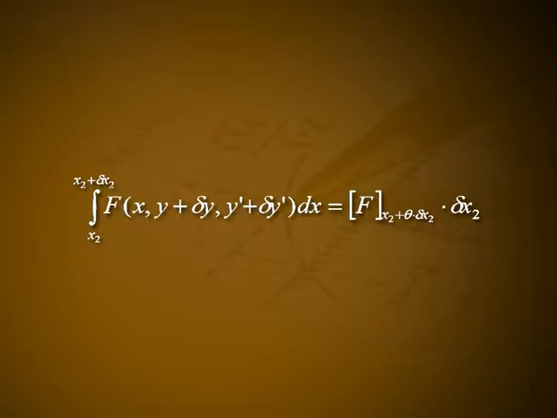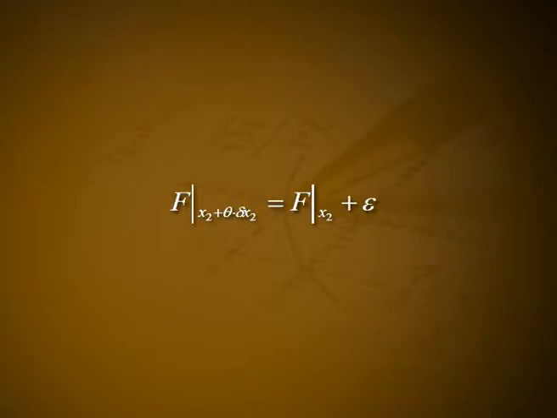Using the mean value theorem, the second term on the right hand side of equation 2 can be written as ∫ from x2 to x2 + delta x2 of f(x, y + delta y, y' + delta y') dx, which is equal to f at x2 + theta delta x2 times delta x2, let it be equation number 3, where 0 < theta < 1. But by virtue of the continuity of f, we may write f at x2 + theta delta x2 equal to f at x2 plus epsilon. Let it be equation number 4, where epsilon is an infinitesimal such that epsilon tends to 0 as delta x2 tends to 0 and delta y2 tends to 0.